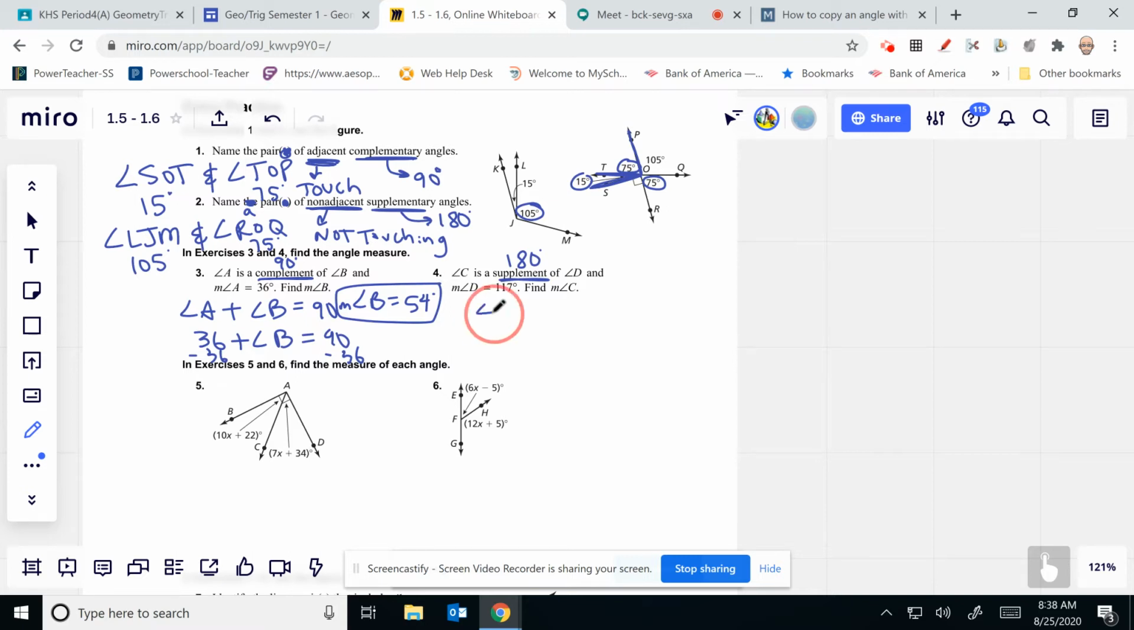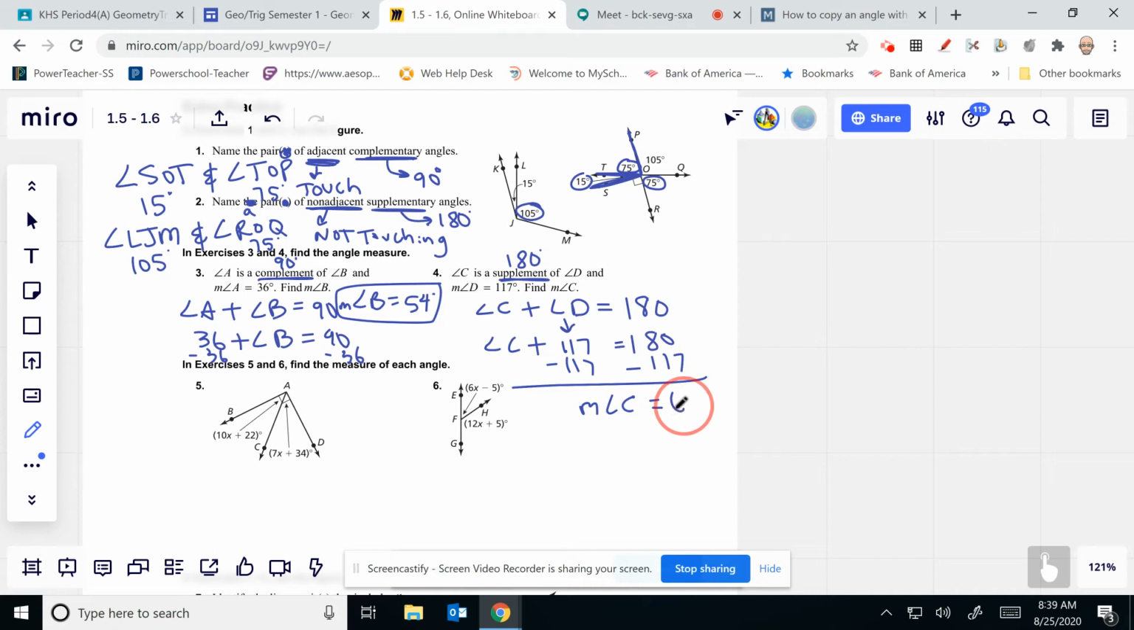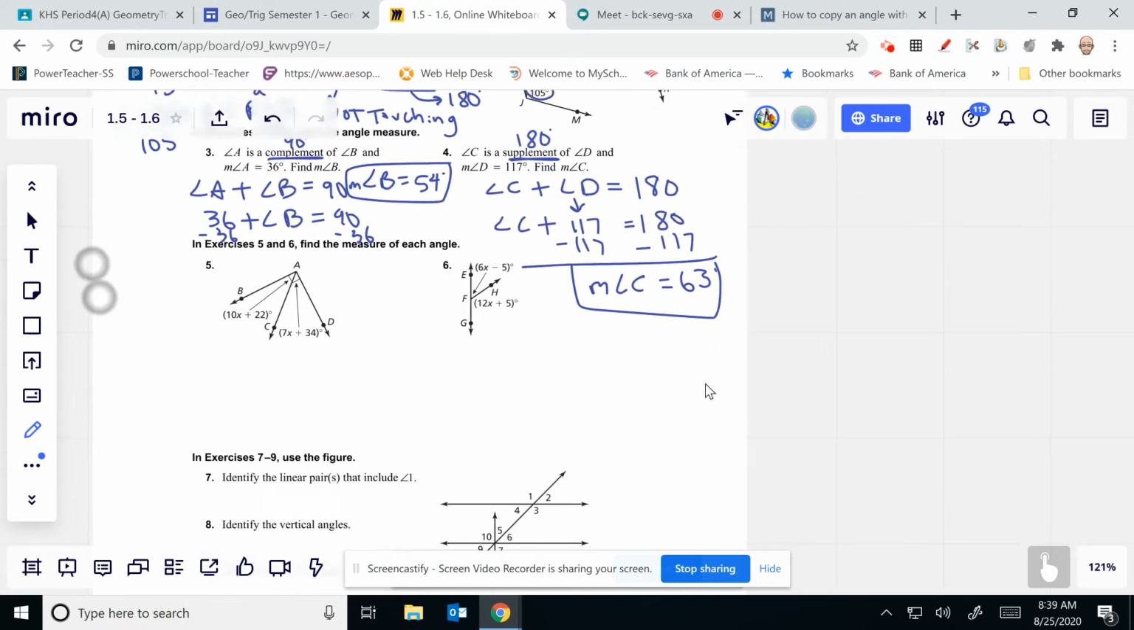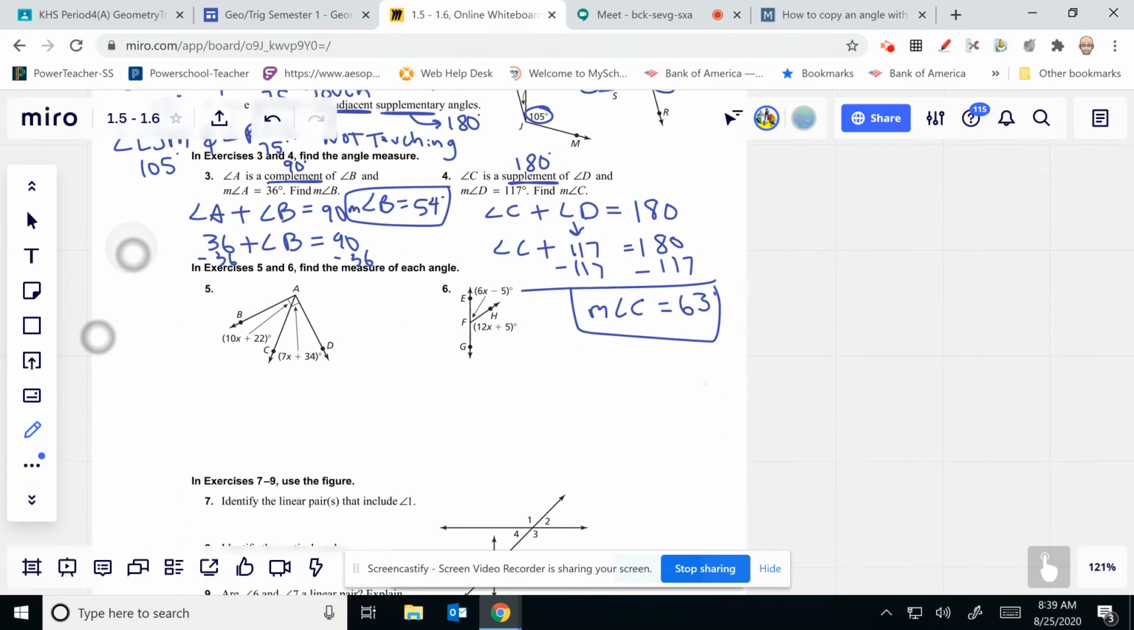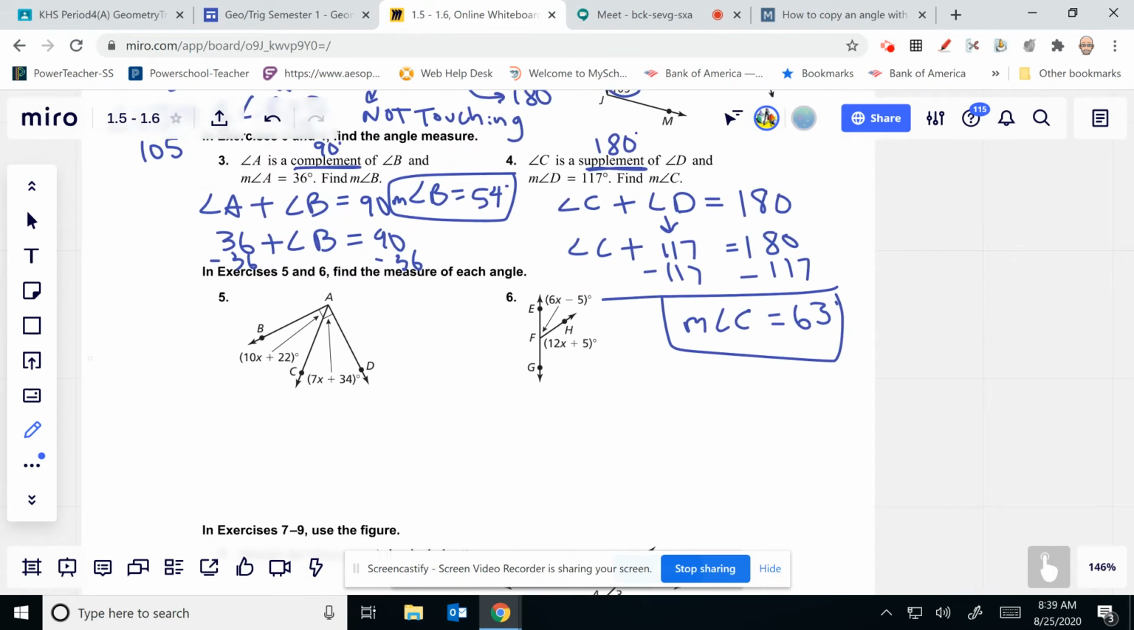Now, supplements add up to 180, so angle C plus angle D together is 180. So I know that angle D is 117. I don't know what angle C is. So I just need to subtract that from 180. So subtracting 117 is going to give you the measure of angle C is 63 degrees. 63 degrees for the measure of angle C. So those were just clues, looking for the clues. What word is in the problem? What matches up with that word? Since supplement was in the problem, then I need a 180.